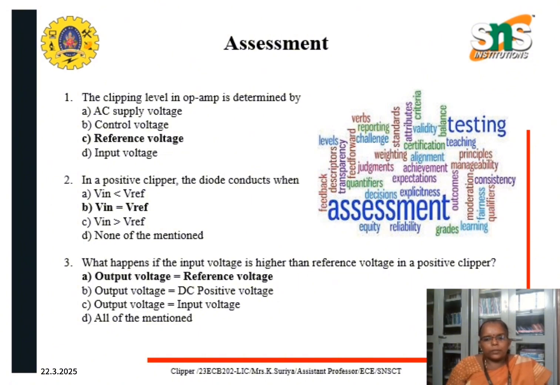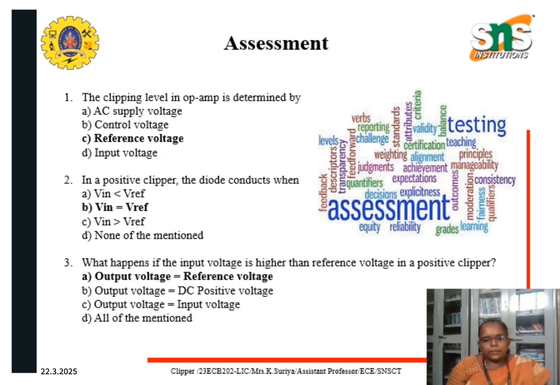In a positive clipper, the diode conducts when: the options are Vin is less than V reference, Vin is equal to V reference, Vin is greater than V reference, none of the mentioned. Yes, the answer is Vin is equal to V reference. When your input value reaches your V reference value, the diode will start to conduct.